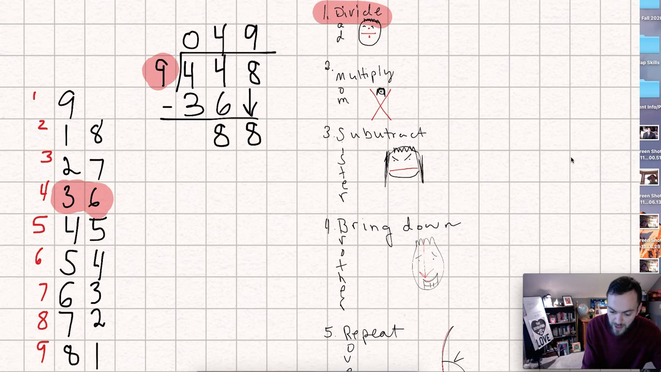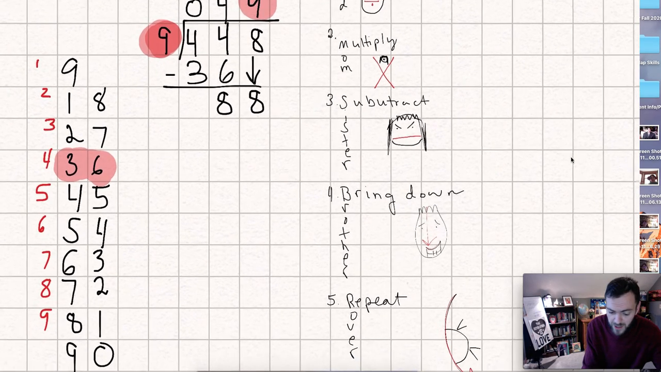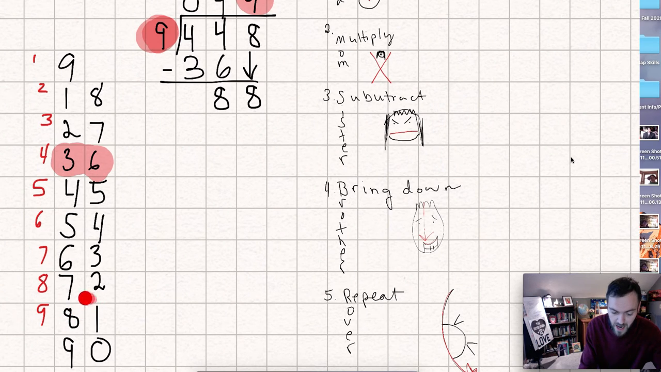I multiply the number I just wrote down with the divisor. So that would be 9 times 9. What is 9 times 9? Well, I just wrote that down too. 9 times 9 is 81. All right, step 3. As soon as we write down that 81, we move on to step 3. We use the number we just wrote down. 88 minus 81. Let's see, 8 minus 1 is 7. 8 minus 8 is 0.